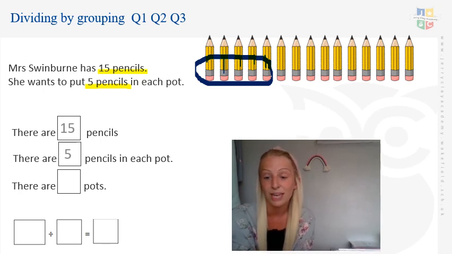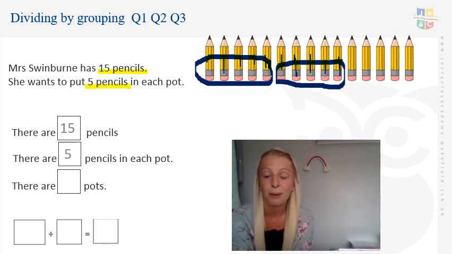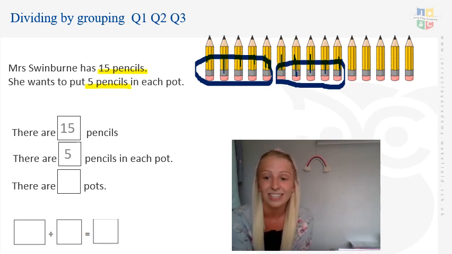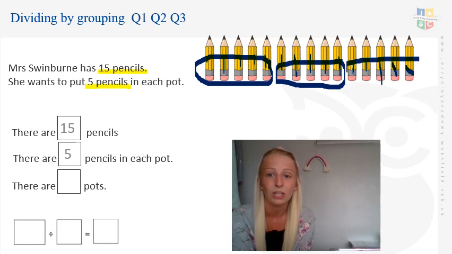So I'm going to see if I can make another pot of 5. So another group of 5. 1, 2, 3, 4, 5. Perfect. So I can put those 5 in a group too. Those 5 in a pot. So far I've got 2 pots of pencils. Let's see if I've got 5 more left to make another pot. 1, 2, 3, 4, 5. Fantastic. So they can go in another group, another pot of pencils.